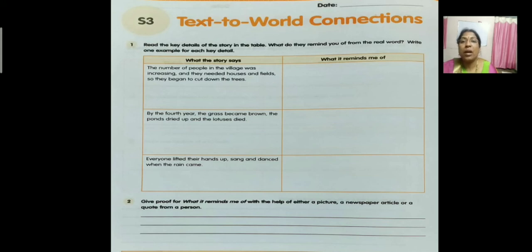What do they remind you of from the real world? Write one example for each key detail. So here, the number of the people in the village was increasing and they needed houses and fields. So they began to cut down the trees.